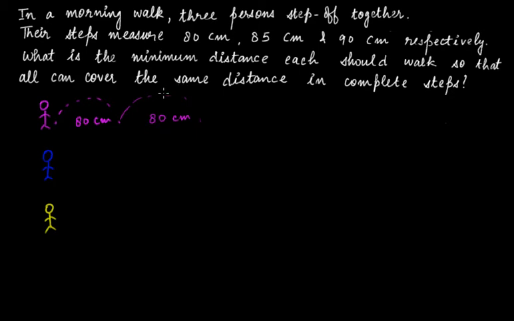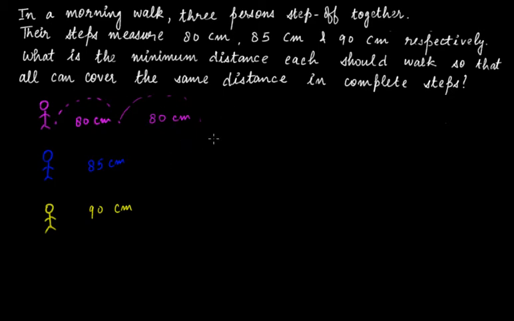What it's trying to say is that since their step measure is 80 centimeter in this case, 85 centimeter in this case and 90 centimeter in this case, in every step, in this case it will cover 85 centimeter, right? And in this case it will cover 90 centimeter. Since the distance covered in every step is different, but there will be a minimum distance which all these can cover equally in the full steps or the complete steps.